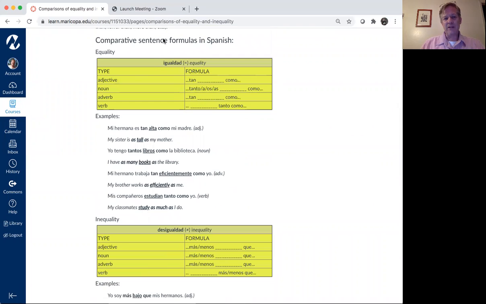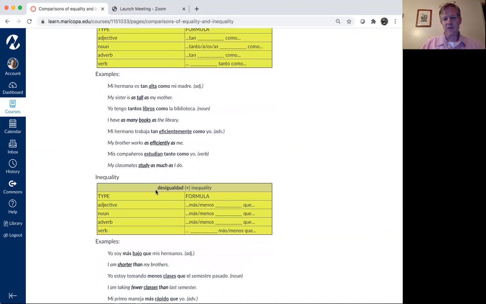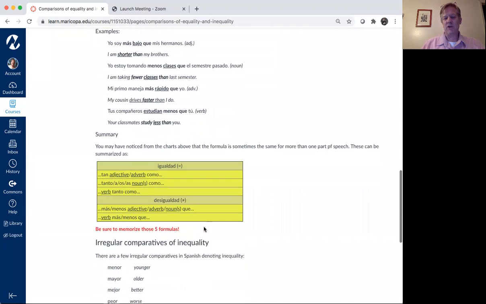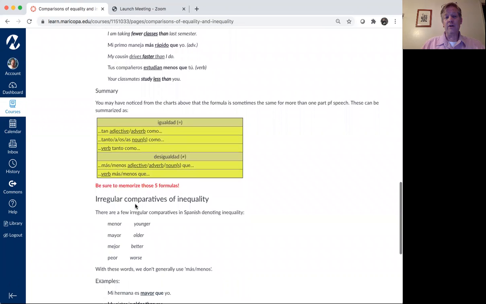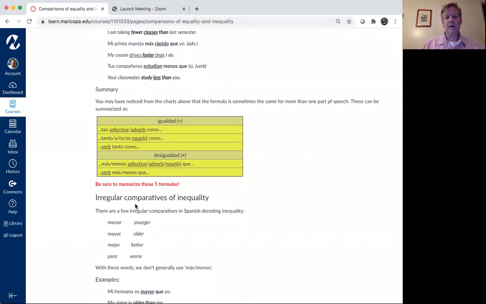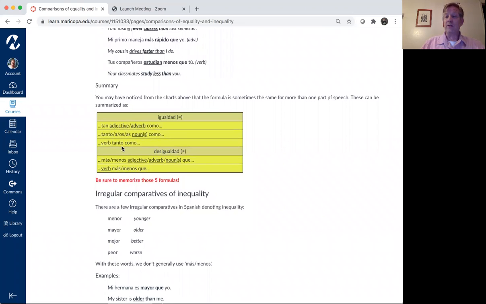But we can summarize these because there's some duplication, as we mentioned earlier. If you notice, inequality really has only two formulas. We can simplify these into this chart, which is the one you should familiarize yourselves with. This chart for regular comparatives. It's just a formula, so you just plug in the words of the comparison that you want to make.